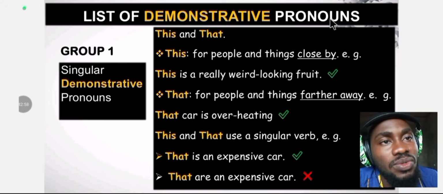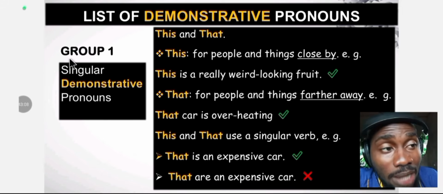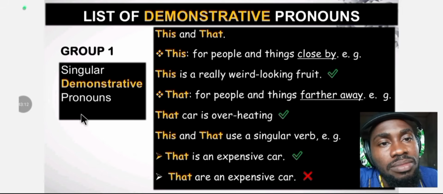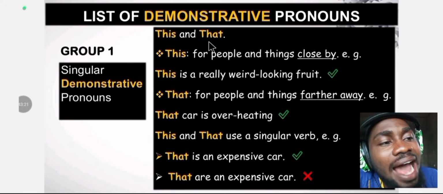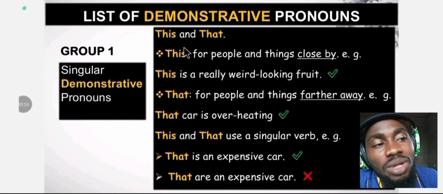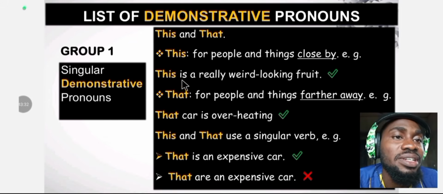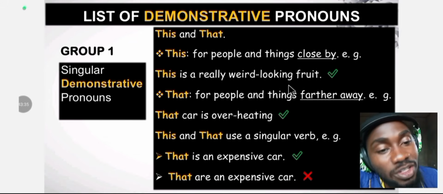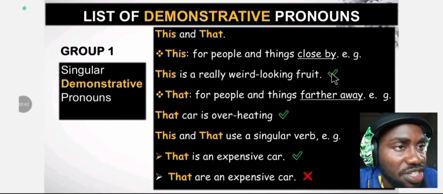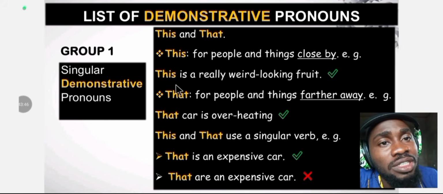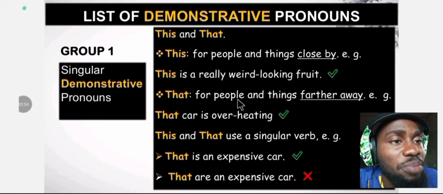List of demonstrative pronouns. We have two groups of demonstrative pronouns, the singular and the plural group. Let's look at group 1, which is the singular demonstrative pronouns. The table on the right says this and that are the singular demonstrative pronouns. This is for people and things close by, like we earlier explained. For example, this is a really weird looking fruit. You are trying to say that the fruit in front of you, very close to you, looks weird, which is correct. And the other example of the singular forms, that, is used for people and things farther away.